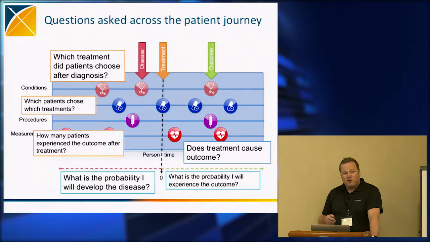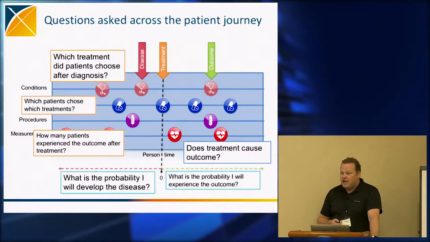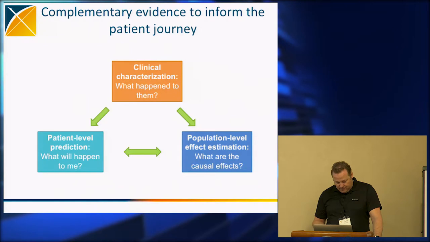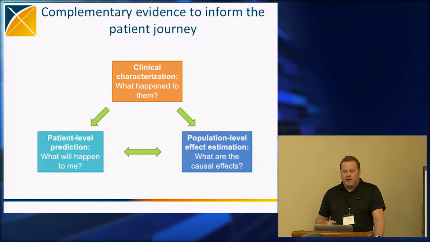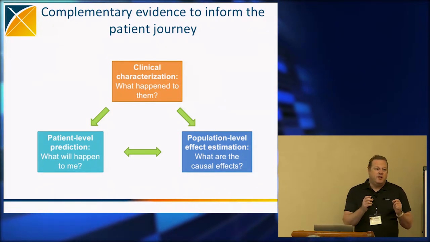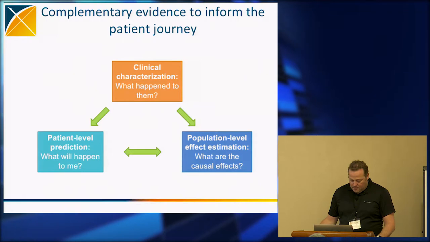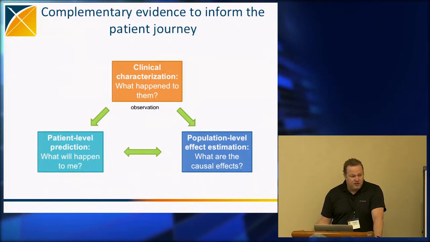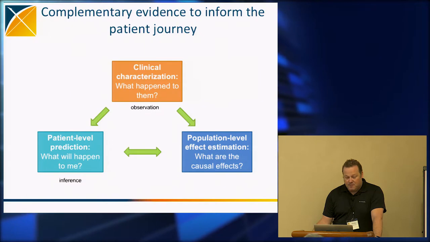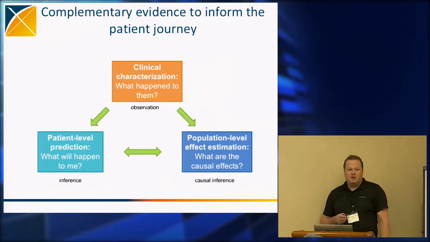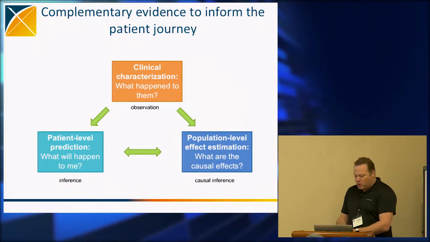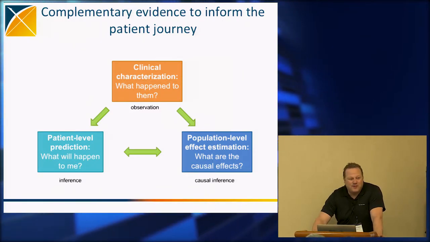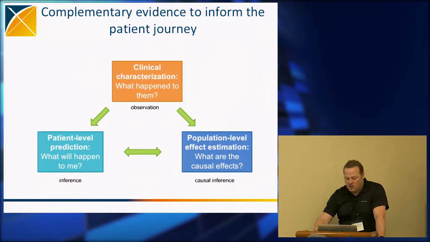We could go a step further and look at causal inference, where we ask questions like, for example, does the treatment cause the outcome? Or does one treatment cause the outcome more often than an alternative? I will be talking in the first part of my presentation mainly about the differences between inferring and causal inference. As you can see on this slide, clinical characterization is about observation, looking at the data, counting. Patient level prediction is about inference, and population level effect estimation is about causal inference. So if you want to do causal inference, you're actually in the wrong tutorial. I hope you're not going, but that's really important to realize, that we talk about inference here, not about causality.